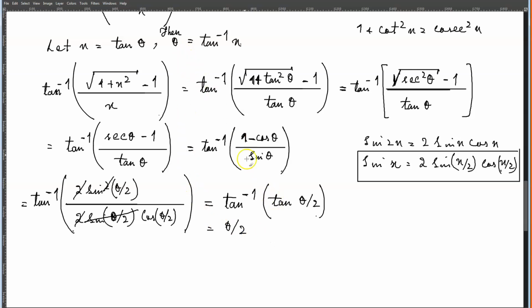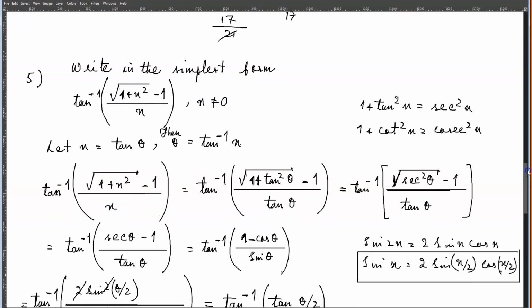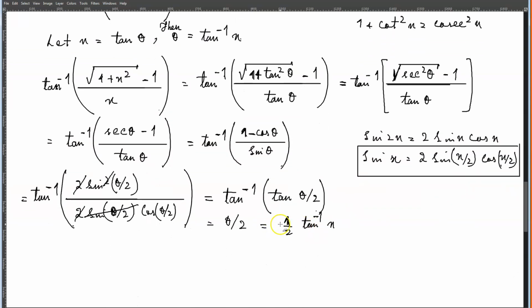Now theta is equal to tan inverse of x, so that is the same thing as 1/2 times tan inverse of x. That is, I suppose, the simplest form that you can write that expression. Okay, so that was question number 5.